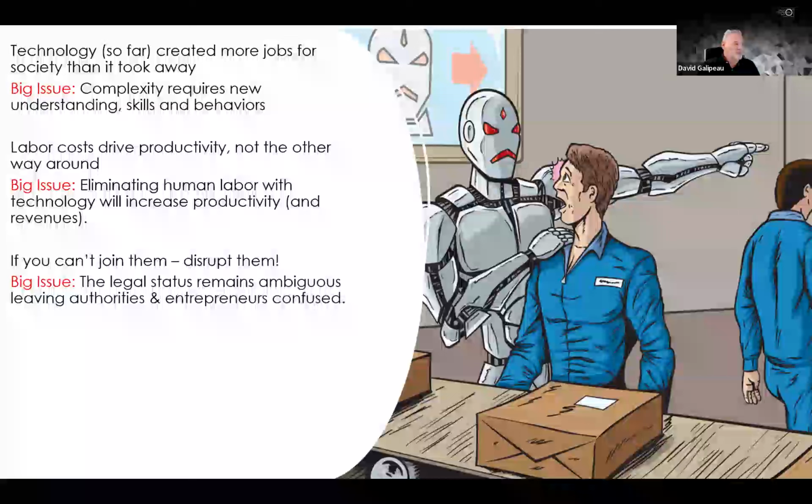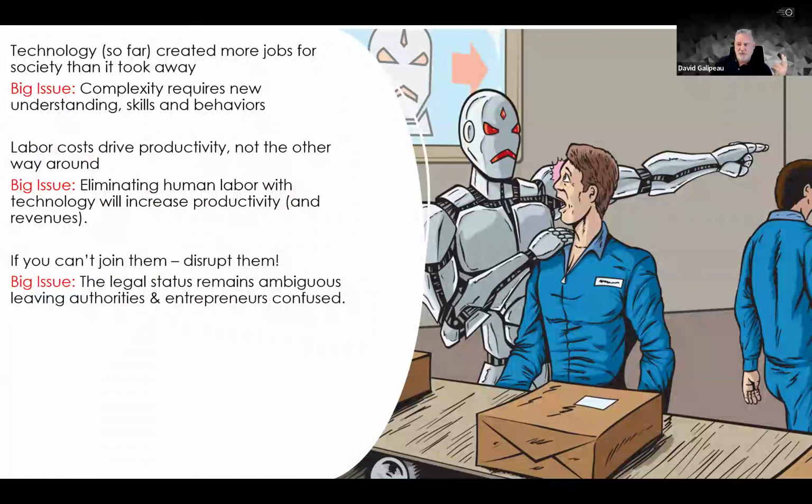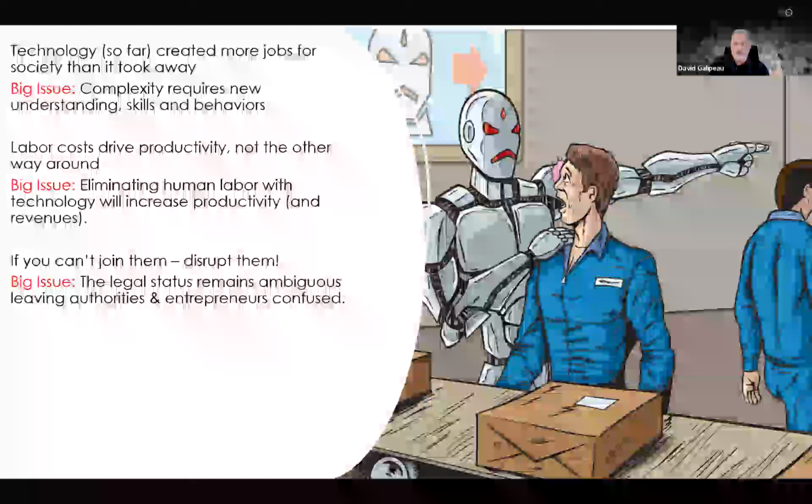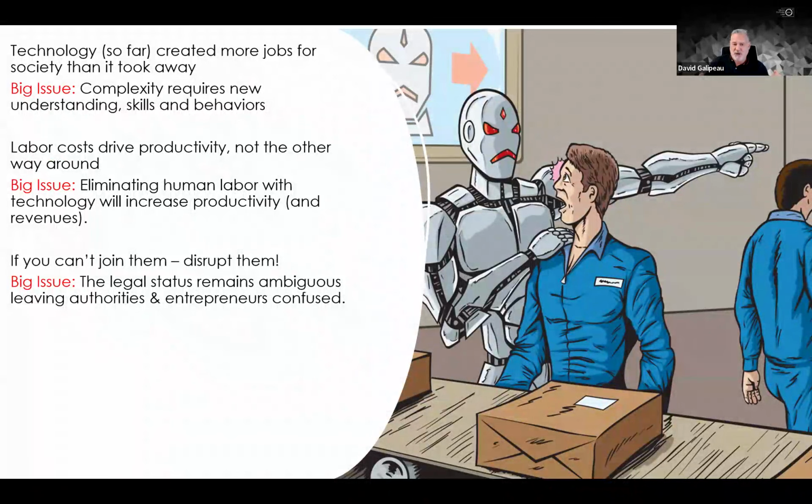Can't join in disruption. The legal status remains a bit ambiguous. Authorities and entrepreneurial both are confused. So as I said before, we're going to go through this transition phase, the next 5 to 10 years. A lot of different things are going to be happening. A lot of experimentation is going to happen. Not many are going to jump first.